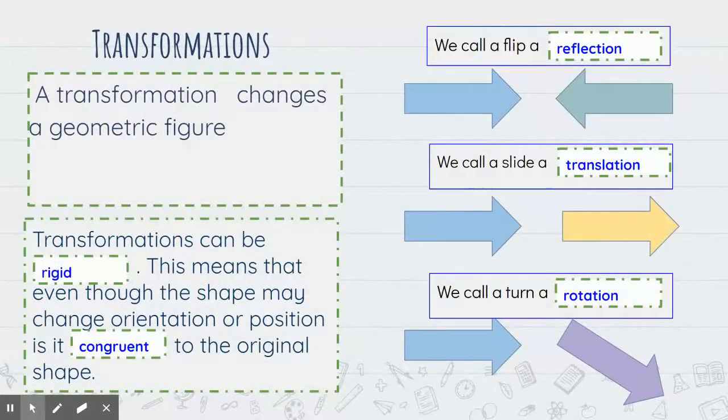All right, so review of what transformations are. We call these reflections, translations, and rotations. These are our rigid transformations, and what's most important about those is even though the position may change, the shape is congruent.